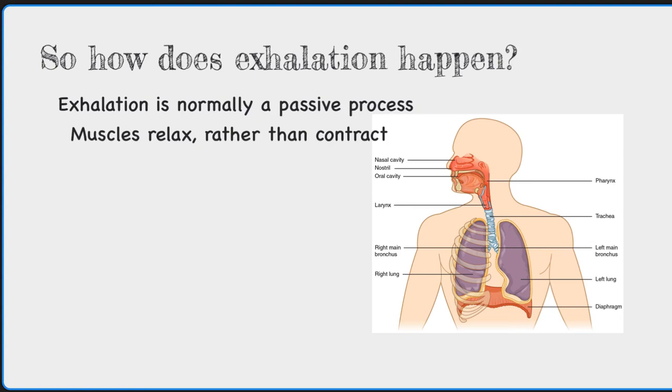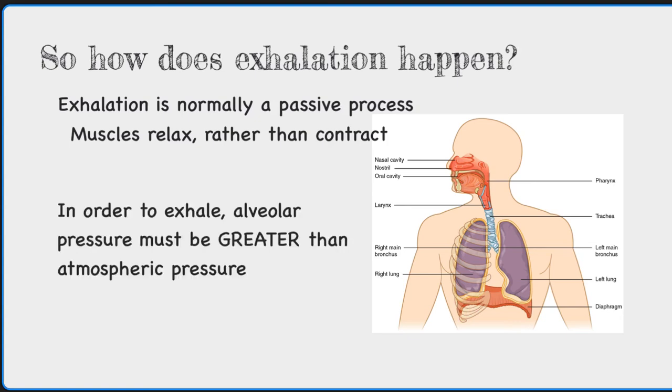The diaphragm is going to relax again, and it's going to become dome-shaped like it was initially. And the external intercostals are going to relax. So as the diaphragm relaxes and the internal intercostals relax, that's also going to decrease the volume within the thoracic cavity, and that's going to help to increase that pressure and allow for an exhalation.